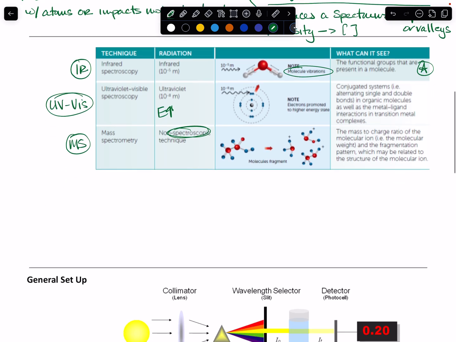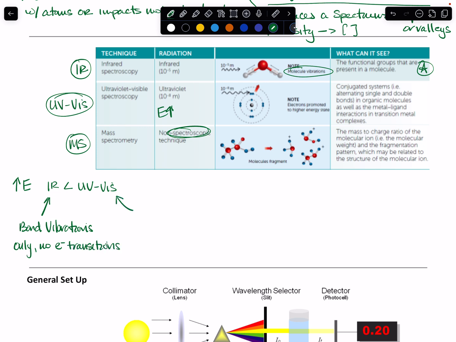So if we think about what we've got here in terms of increasing energy, we've got infrared, which is going to have less energy than our UV vis, which is why we get bond vibrations only for IR, no electron transitions. Whereas for our UV vis, we have more energy. So now we get electron transitions.